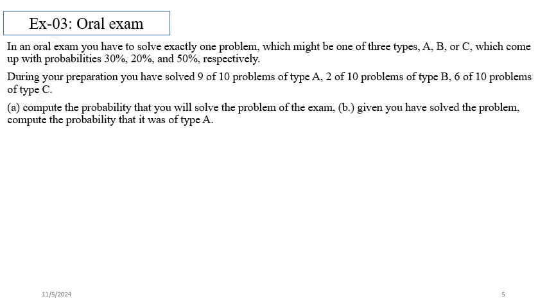Then here you have to compute two things. First, compute the probability that you will solve the problem in the exam. This we call the total probability. Then second, you have to compute the conditional probability, the posterior probability.